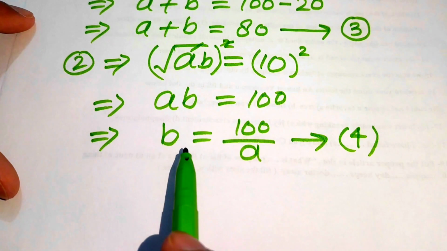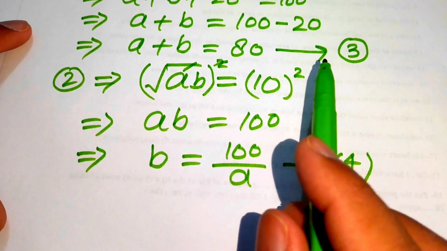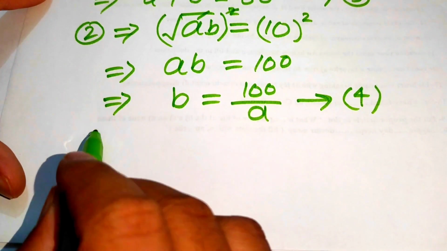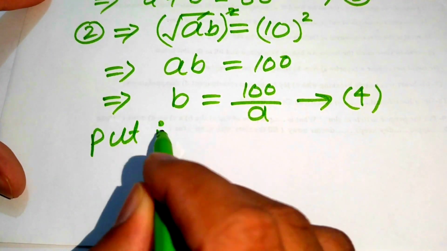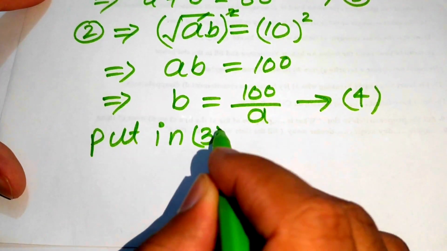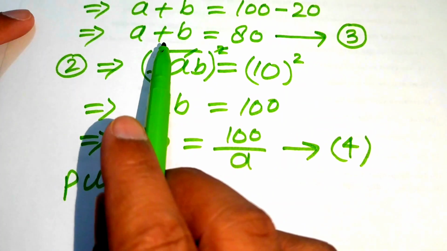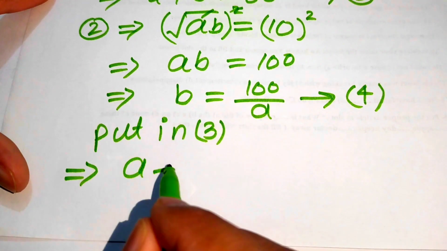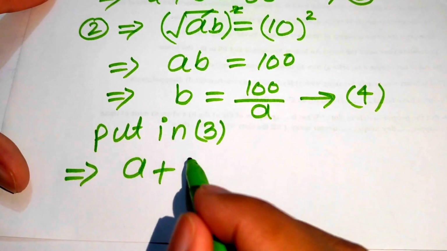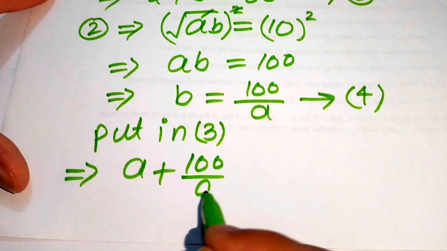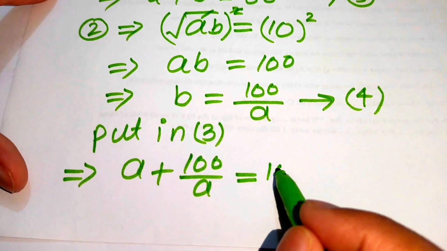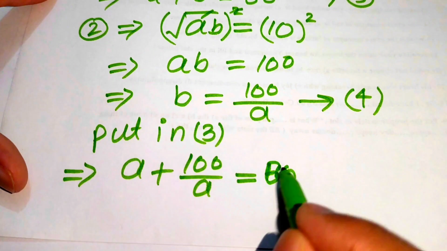And we substitute the value of b in equation number 3. So in equation number 3 we have a plus b equals 80. So our equation number 3 is this, a plus b equals 80. So we write it as a plus b, and the value of b is 100 over a, equals 80.